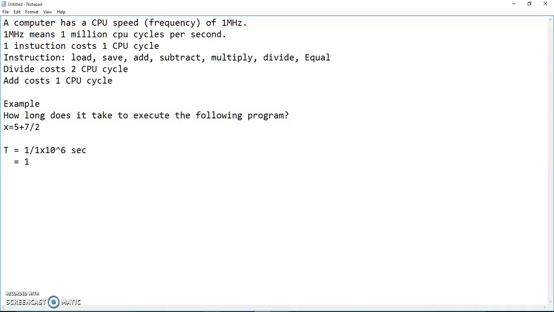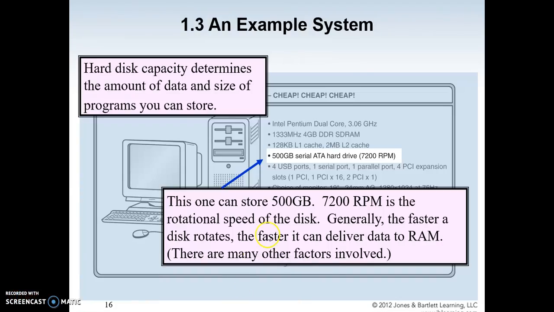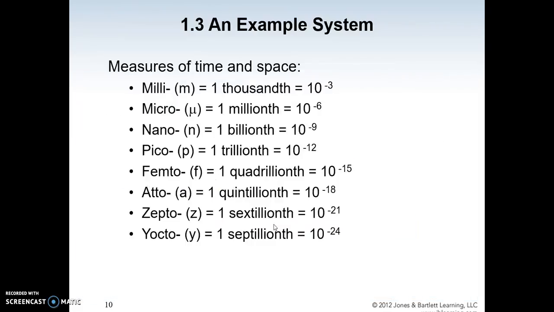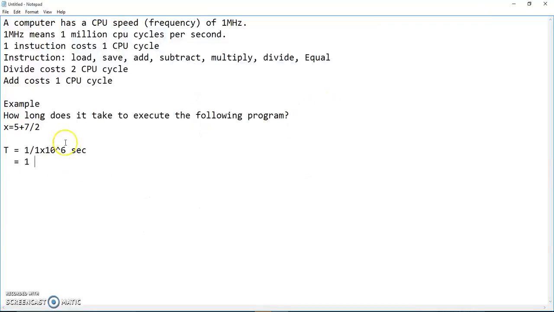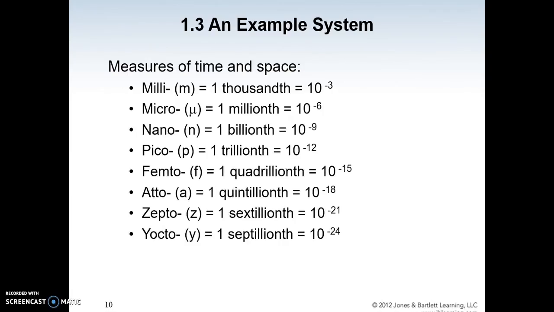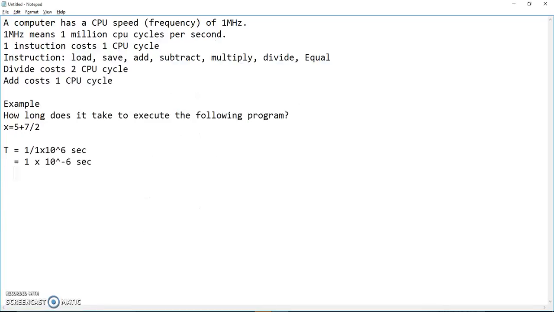If you don't know the metrics, this slide is going to show you: micro is 10 to the negative 6, because when it says 1 divided by 10 to the 6, in math it becomes 10 to the negative 6, right? And 10 to the negative 6 is equivalent to micro. So that means this CPU can execute one instruction within 1 microsecond, right?